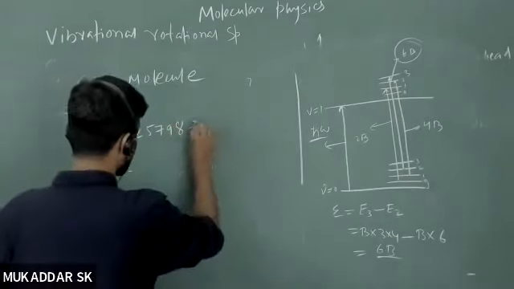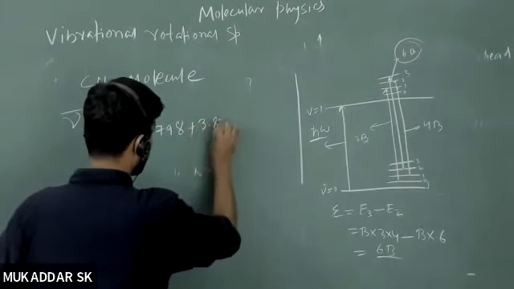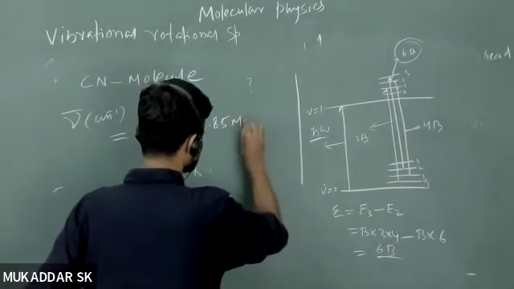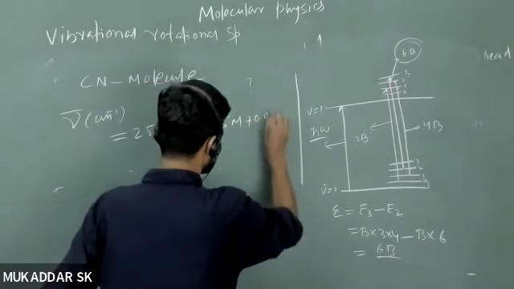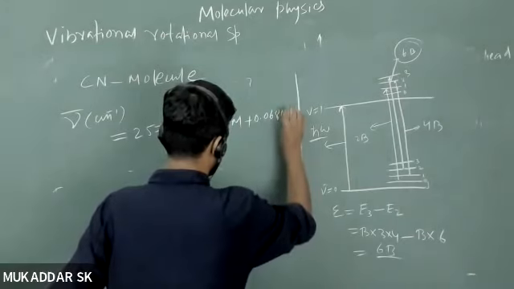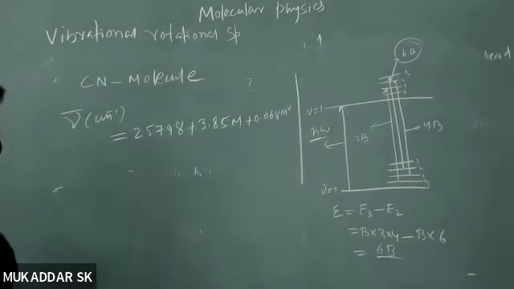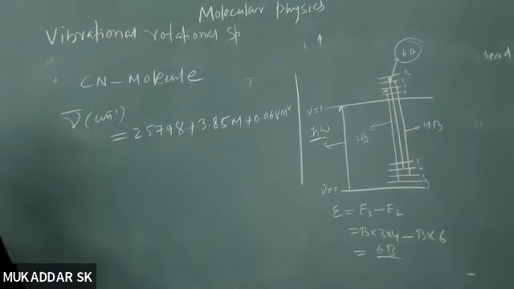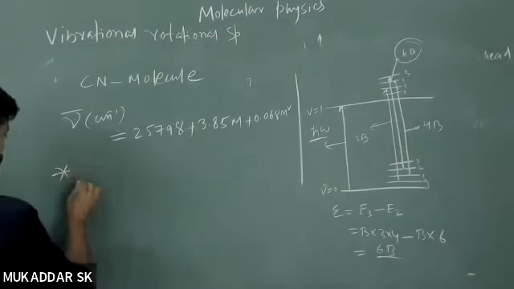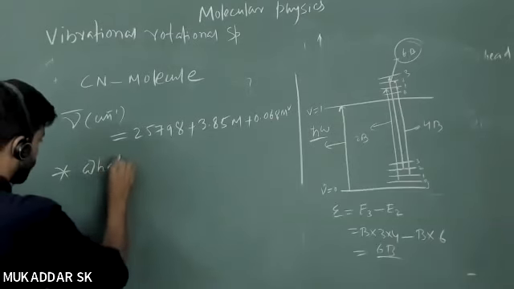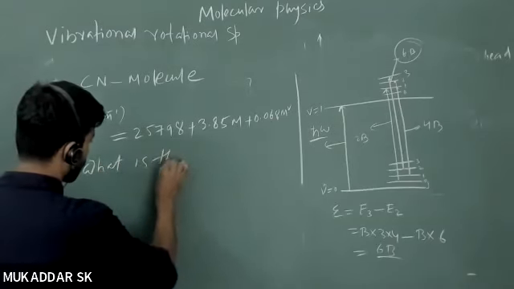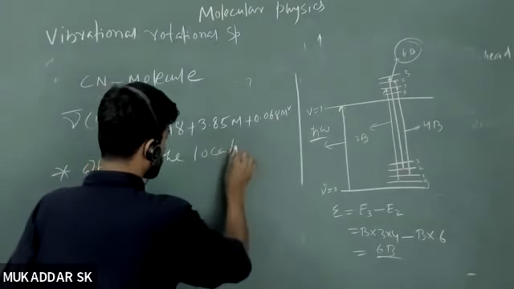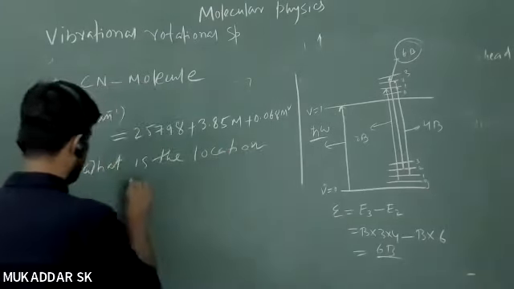25798 plus 3.85 m plus 0.068 m square. So this is the wave number corresponding to fundamental transition they have provided. And they asked, what is the location of band head?